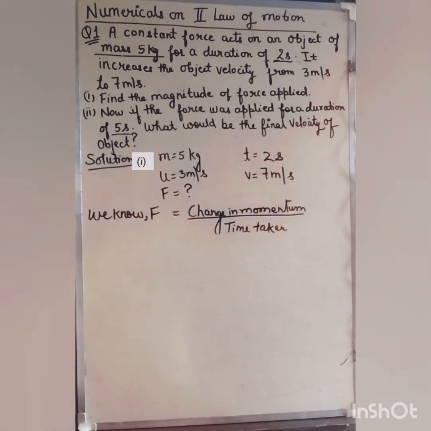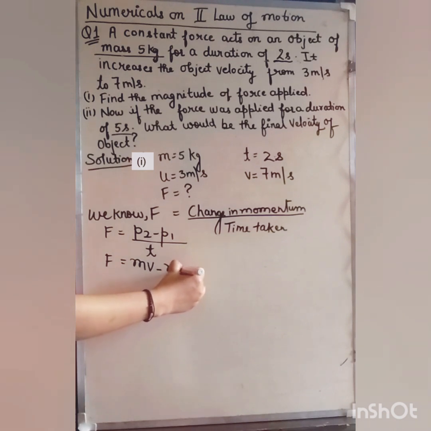In this question they are asking us the magnitude of the force. To find the value of force, we will apply the second law of motion, which says that force is equal to change in momentum upon time taken. Change in momentum is final momentum minus initial momentum. Now what is the formula for momentum? Final momentum will be mass into final velocity, whereas initial momentum will be mass into initial velocity, upon time taken.